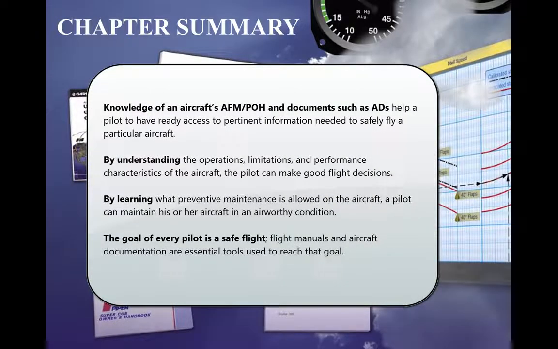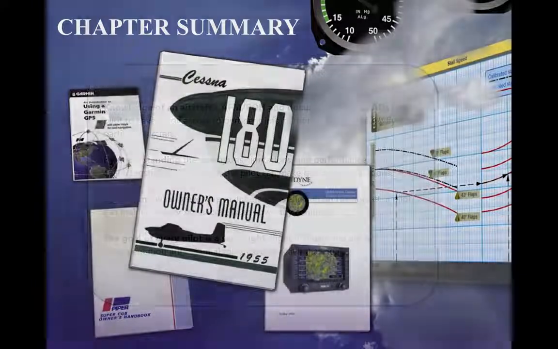Knowledge of an aircraft's AFM POH and documents such as ADs help a pilot to have ready access to pertinent information needed to safely fly a particular aircraft. By understanding the operations, limitations, and performance characteristics of the aircraft, the pilot can make good flight decisions. By learning what preventive maintenance is allowed on the aircraft, a pilot can maintain his or her aircraft in an airworthy condition. The goal of every pilot is a safe flight. Flight manuals and aircraft documentation are essential tools used to reach that goal.